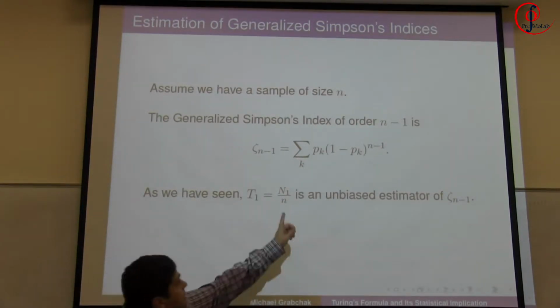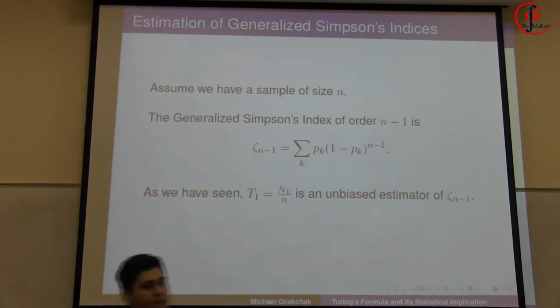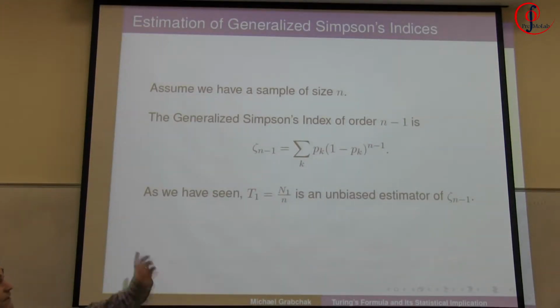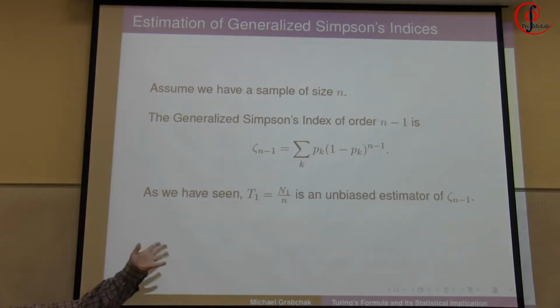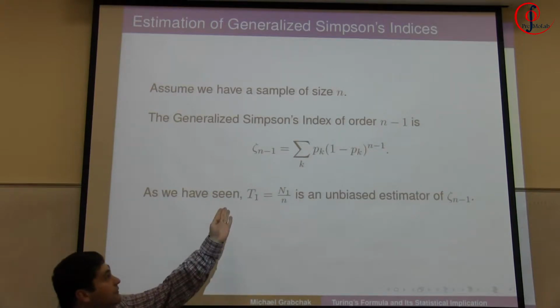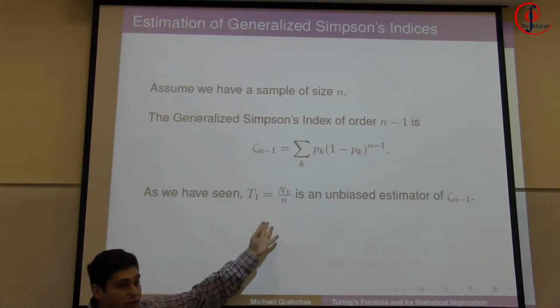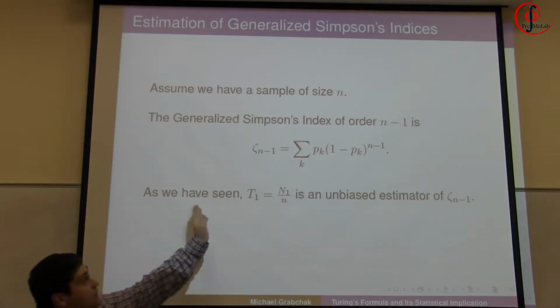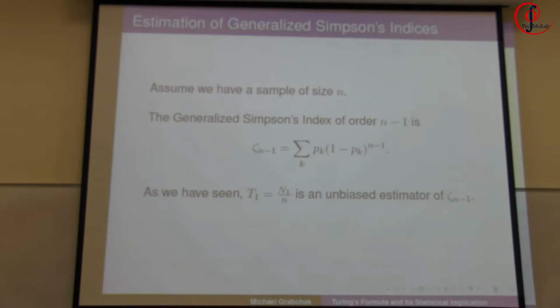Well, this is exactly, remember, what we saw earlier with Turing's formula. Turing's formula estimates this thing in an unbiased way. So we have an unbiased estimator for this thing, T1, just n1 over n. Turing's formula can estimate this perfectly. Now, of course, this is just for n minus 1, or just one less than the sample size. But at least for that case, we get a nice unbiased estimator.